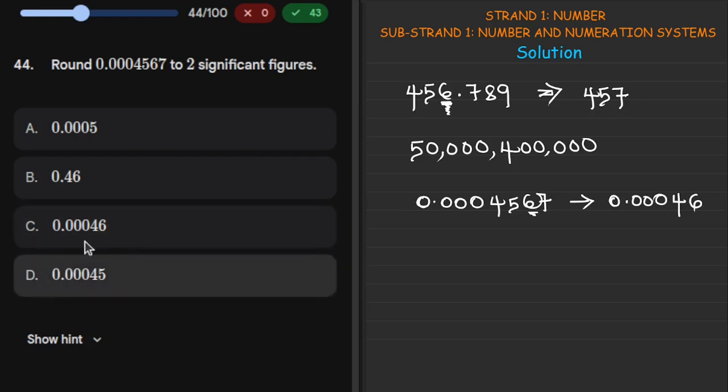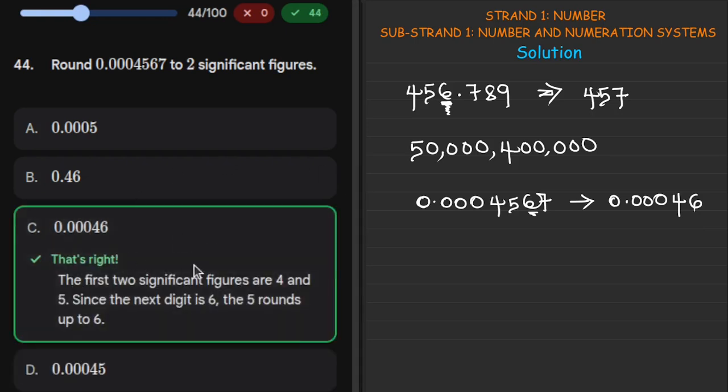So that is the C, which is 0.00046, as rounding this to two significant figures.